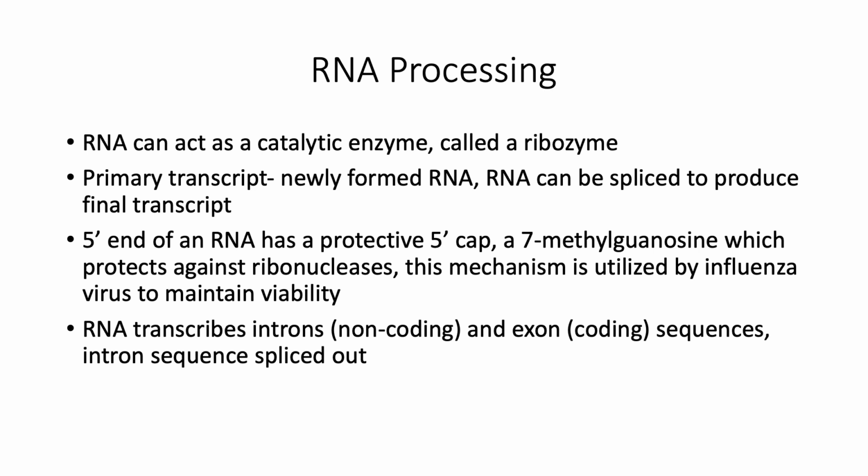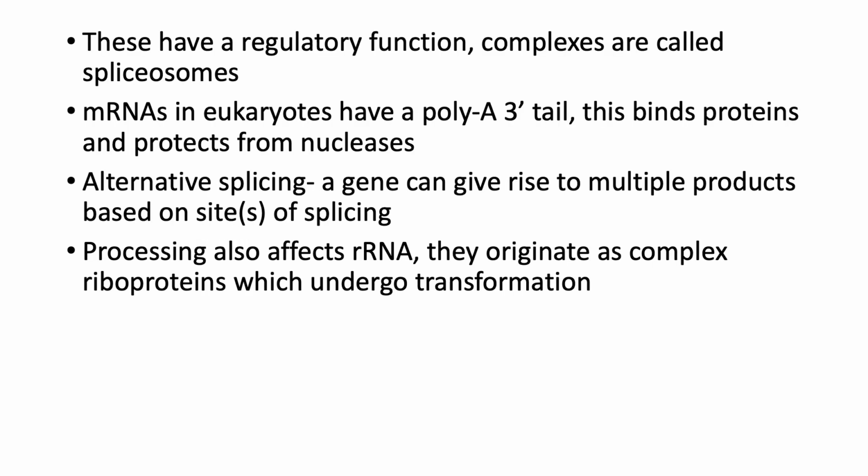The RNA transcribes introns, which are non-coding, and exon-coding sequences, and the intron sequence is spliced out. These have a regulatory function. The complexes, we call these spliceosomes. Messenger RNAs, such as in eukaryotes, have a polyadenine 3' tail, and this binds the proteins and protects from nucleases. Alternative splicing is where a gene can give rise to multiple products based on the sites of the splicing.